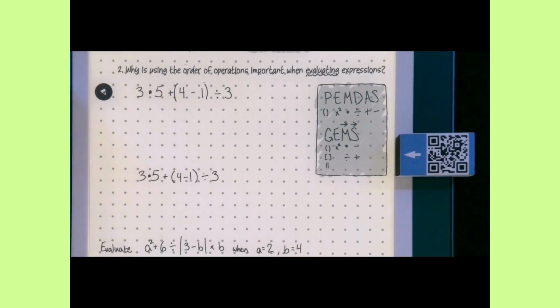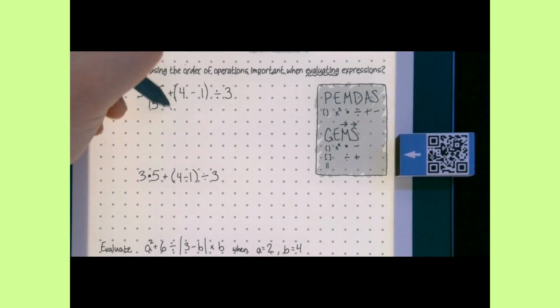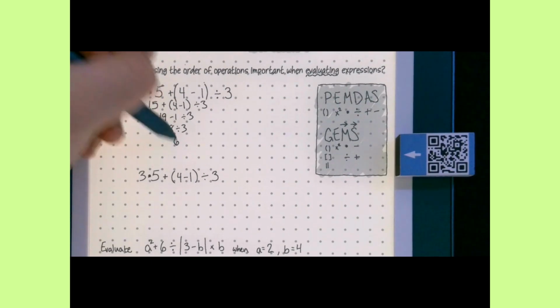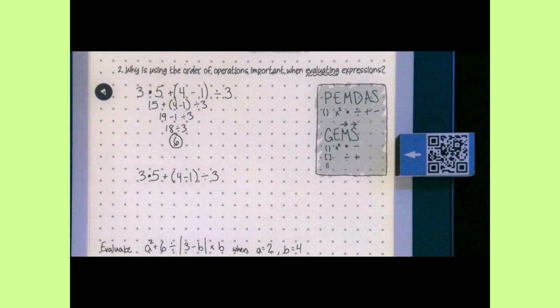So if I just start straight across, 3 times 5, well, that's 15 plus 4 minus 1 divided by 3. Well, 15 plus 4, that's 19 minus 1 divided by 3. 19 minus 1 is 18 divided by 3, and 18 divided by 3 is 6. So my answer to this expression is 6 if I just go straight across. Okay, what if I actually use the order of operations?